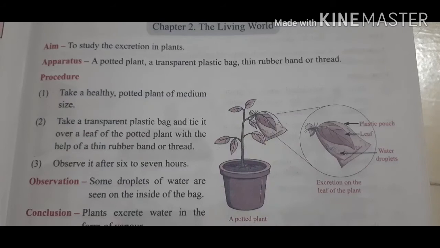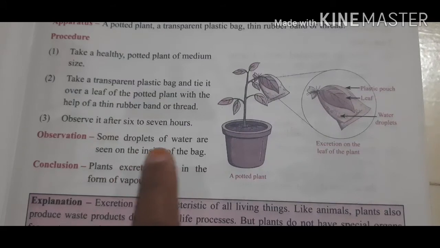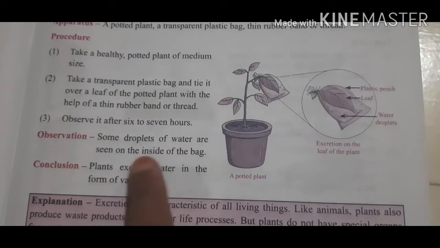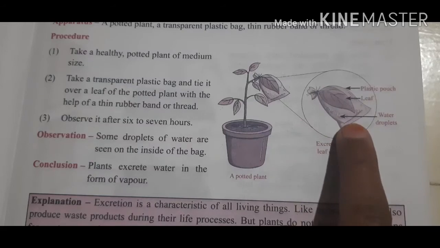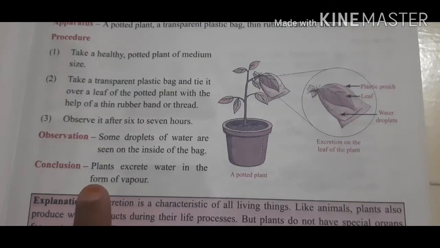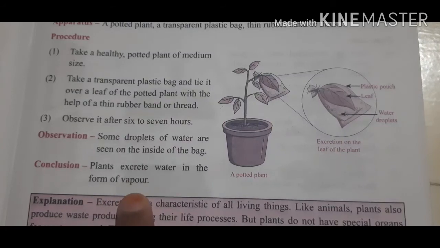ठीक है. 6 से 7 घंटे बाद उसको ऑब्जर्व करो, देखो क्या हो रहा है. Droplets of water are seen inside the bag. इस बैग के अंदर आपको ड्रॉपलेट्स दिखाई देंगे, पानी के कुछ बूंदे दिखाई देंगे. So it shows the conclusion: plant excrete water in the form of vapor.